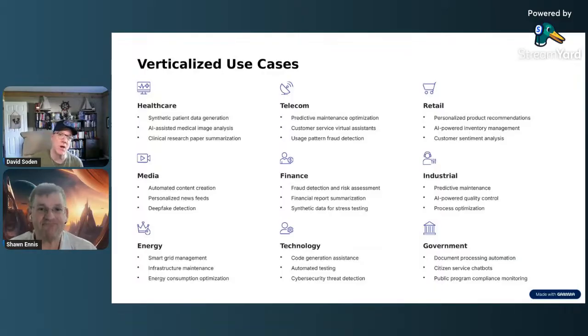So to kick things off, let's start with healthcare. If there's one guarantee in this life, it's that people are going to sue people and people are going to get sick. So these are industries that are pretty safe from not being around, or at least we hope not being around in a couple of years as AI kicks through everything. The first item on the list is synthetic patient data generation. I've got a bunch of thoughts immediately, but I'm going to kick it over to you, Shawn.